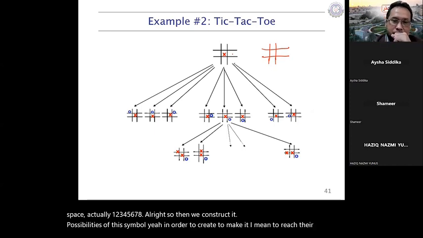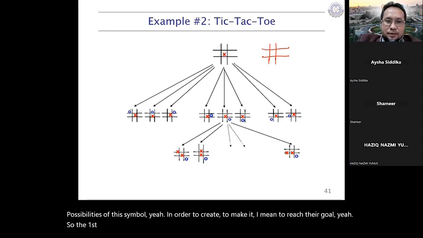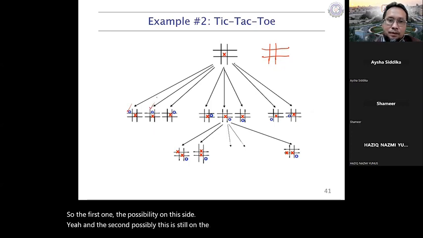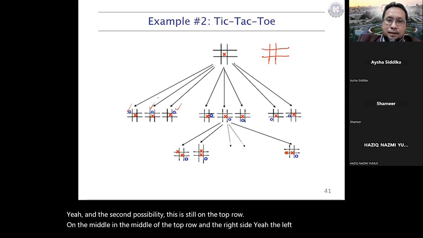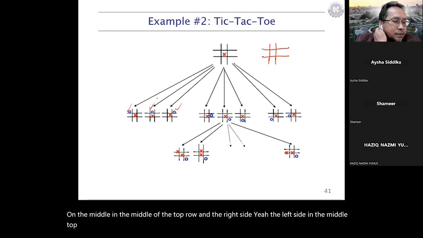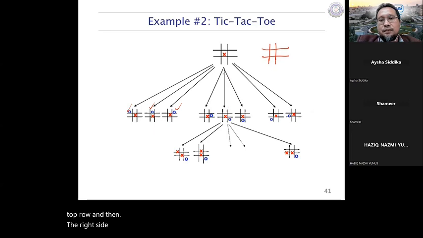So the first possibility is on this side. The second possibility is still on the top row, in the middle. And the right side. The left side in the middle of the top row, and then the right side. And then this one, the second possible position, here, in the middle of the right side.